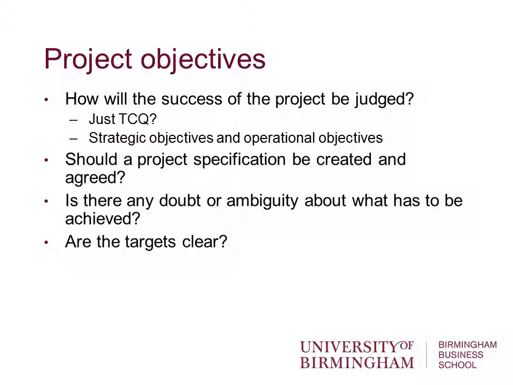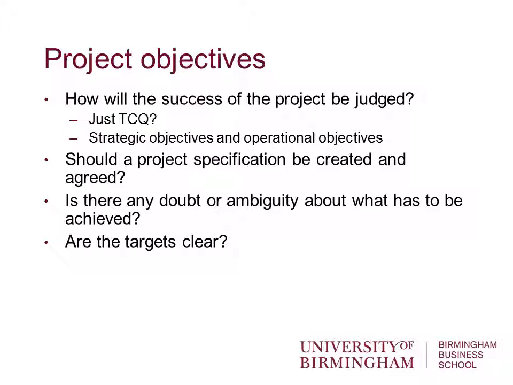At some point, this will lead to a project specification which needs to be created and agreed. And I said, is there any ambiguity about what has to be achieved? The reality is there's almost always ambiguity. This is because nearly all projects have multiple stakeholders. And those different stakeholders have different needs or wants from the project.